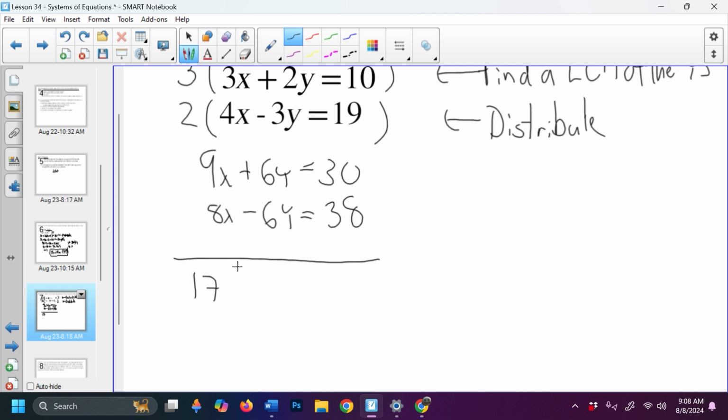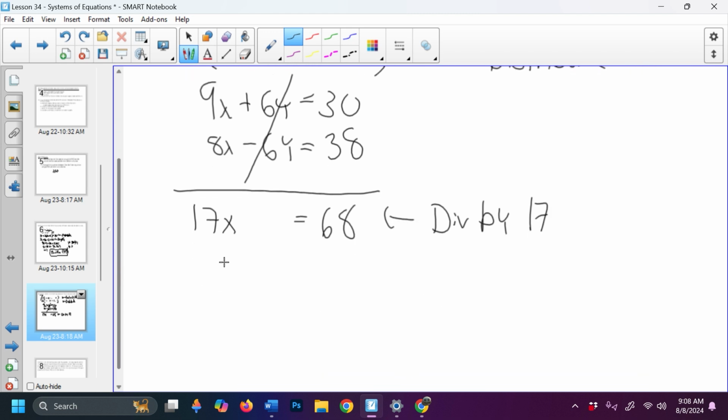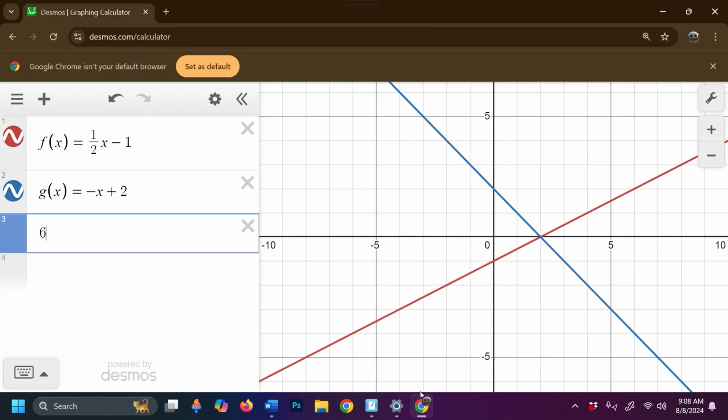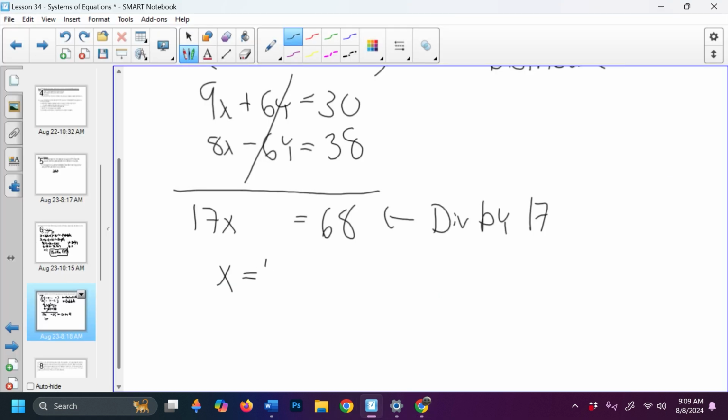And then here's the whole purpose. I get one of the variables to cancel out. Positive 6y and negative 6y, those cancel. Need an x there. And then 30 and 38 will be 68. And now I'm going to divide by 17. And I get x is equal to, so 68 divided by 17. Well, if I go to Desmos, 68 divided by 17 is 4. So x is equal to 4.